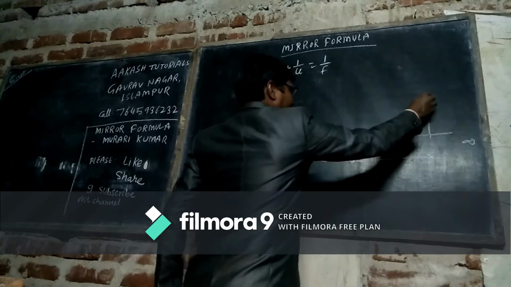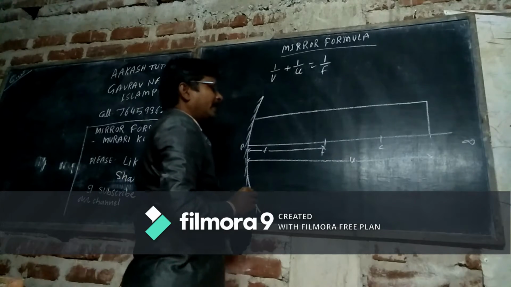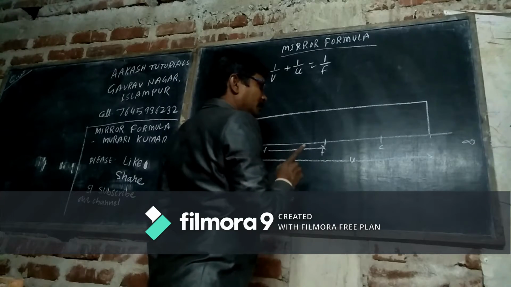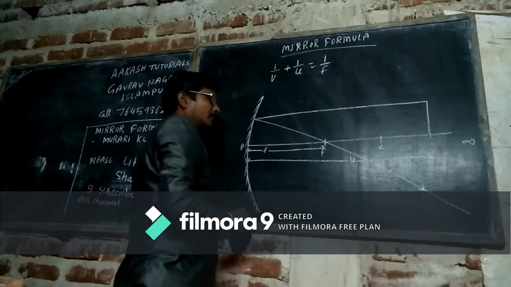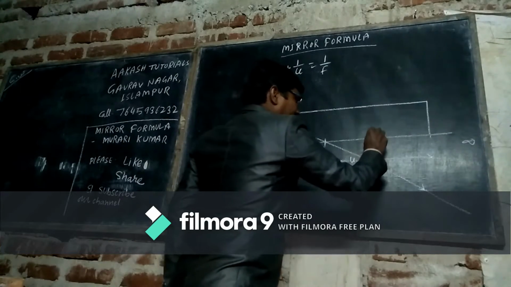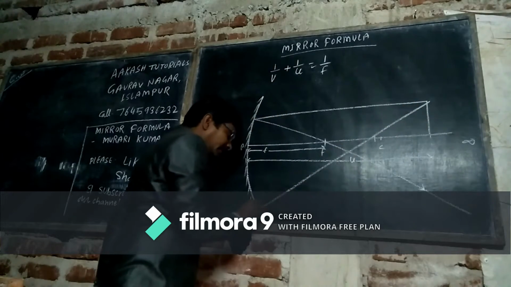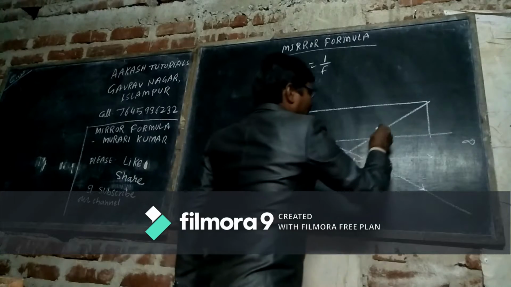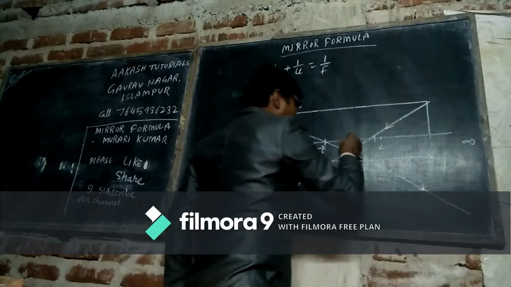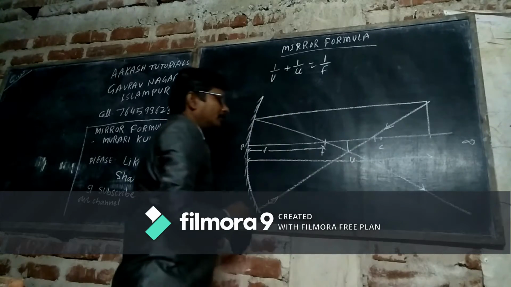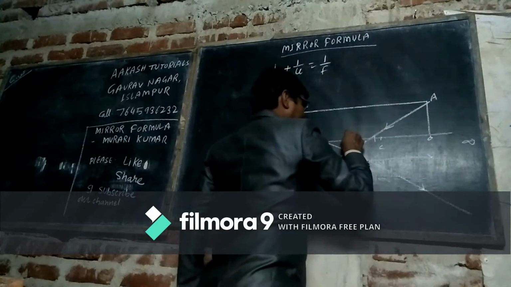Now, plot the ray diagram. A ray will be parallel to the principal axis and this ray will pass through the principal focus. Another ray will pass through the center of curvature, which will reflect back. And here the image is formed somewhere here. This is OA and IB.